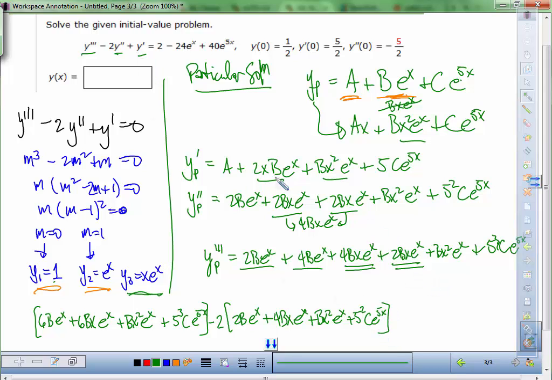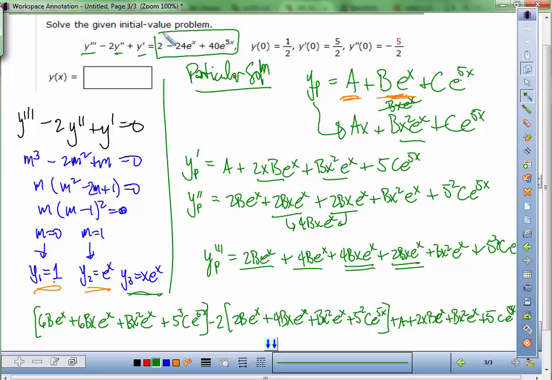And then y prime is a plus 2bx e to the x, b times e to the x, plus bx squared e to the x plus 5c e to the 5x. This is going to be equal to this thing. So what I'm going to try to do is see if I can simplify all that mess.